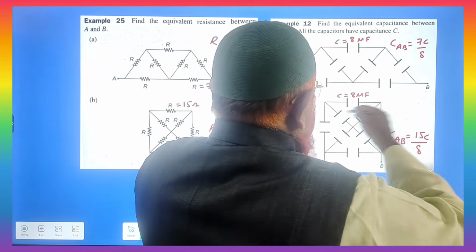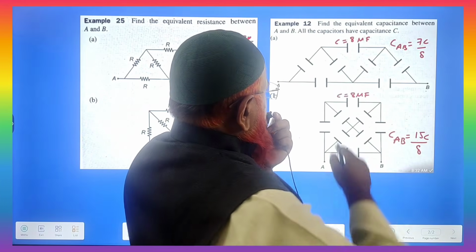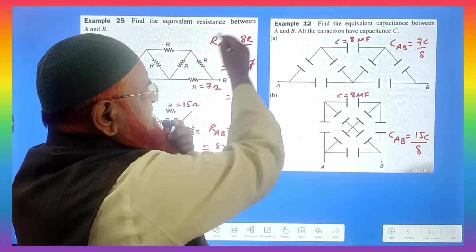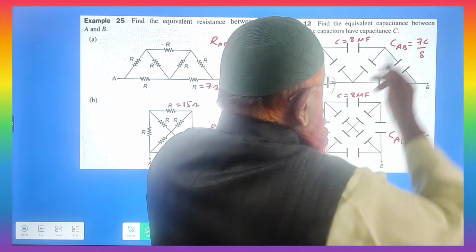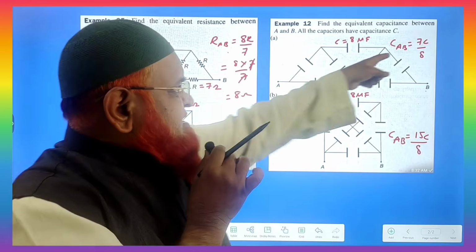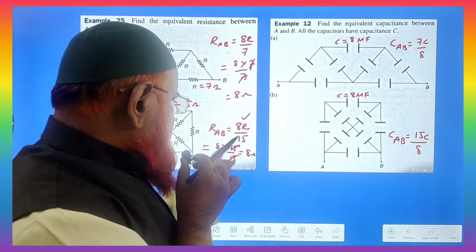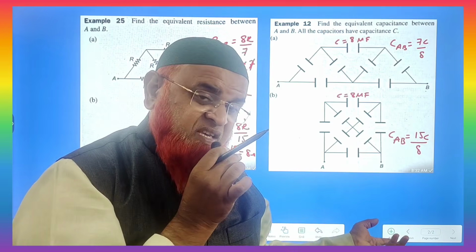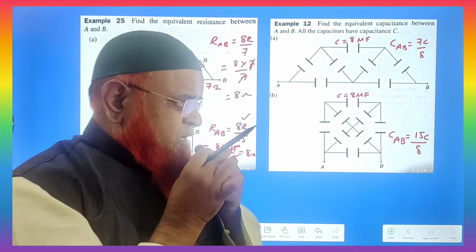You can just see if the pyramid shape is like this, then what happens? Just now I told you, you observe here, if it is 8R by 7, it is 7C by 8. There is some reciprocity here. If it is 8 by 7, that is 7 by 8 here. Here also reciprocity. If it is 8R by 15, it is going to be 15C by 8. So these are the shortcuts you have to apply here.